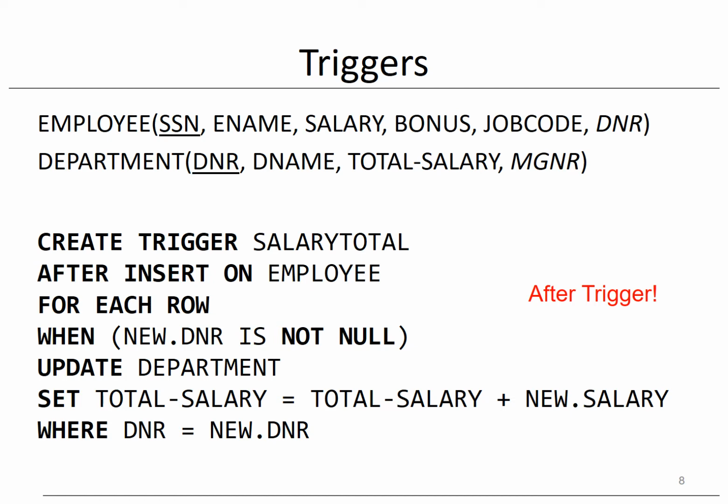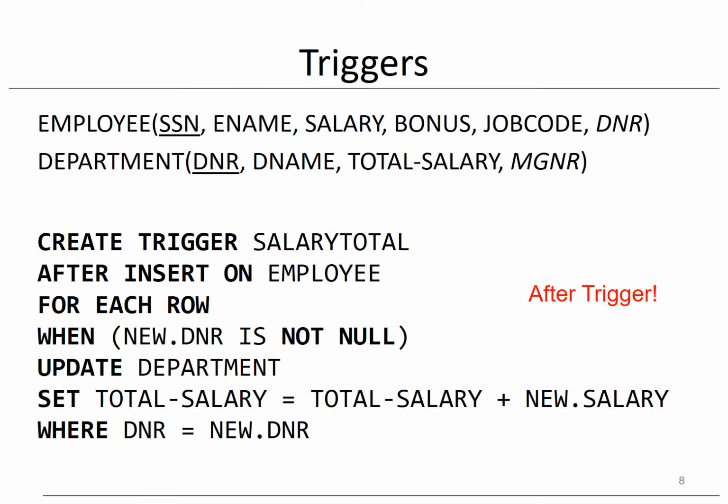Assume we have two relational tables, employee and department, as you can see illustrated here. The foreign key department number in employee refers to department number in department, and the foreign key manager number refers to the social security number of the department manager in employee. The wage of an employee consists of both a fixed salary and a variable bonus. The job code attribute type refers to the type of job the employee is assigned to.